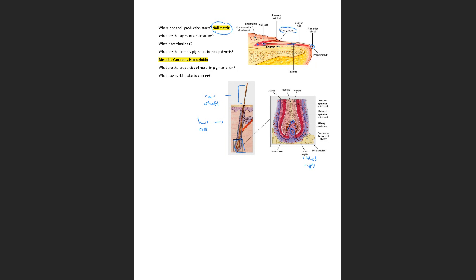We also have the medulla of the hair, which is the inside part of the hair, and then out close to the medulla we have the cortex. And then outside of the cortex we have the cuticle, which is this protective layer. The question asks, what is terminal hair? That is hair that has no set growth.